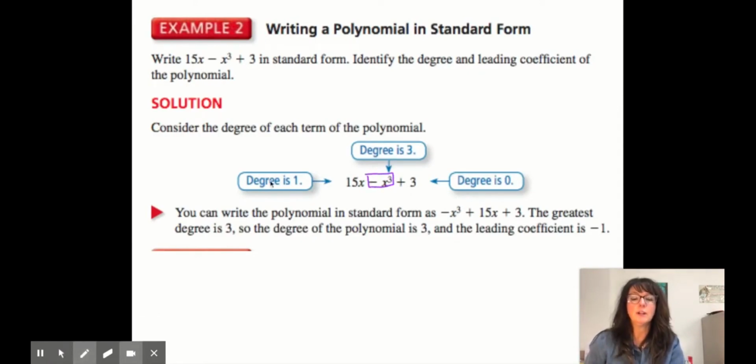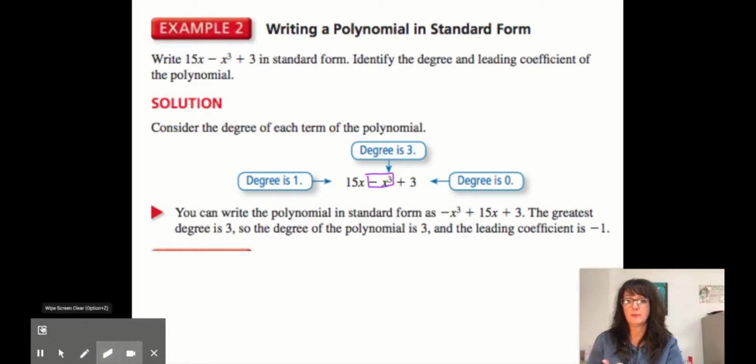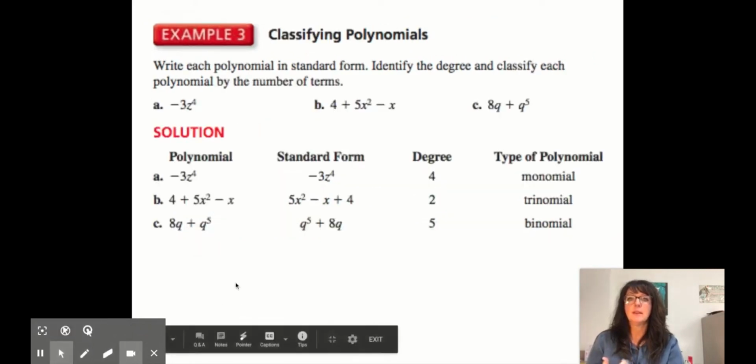So when we rearrange the terms, keep the operation in front of the number because that is actually the sign of the number. So we have negative x cubed plus 15x plus 3. The greatest degree is 3, so the degree of the polynomial is 3. The leading coefficient is negative 1. And to classify it, because there's 1, 2, 3 terms, we would call that a trinomial. Okay. So that's what we're going to do, classifying them.